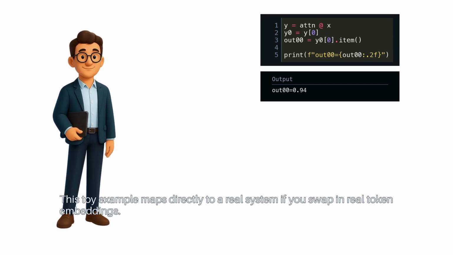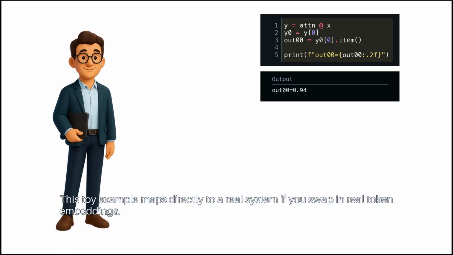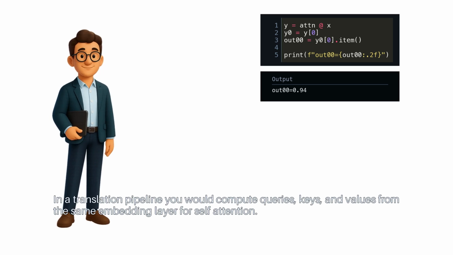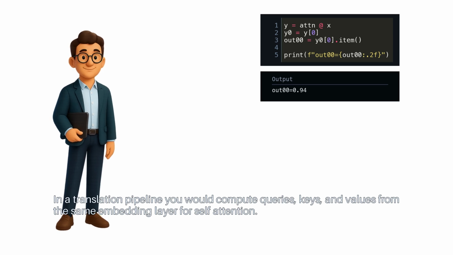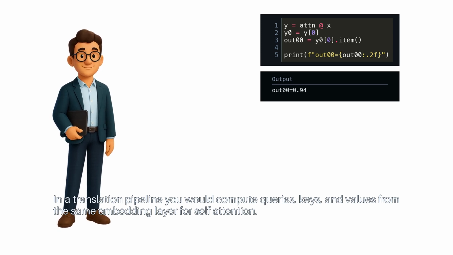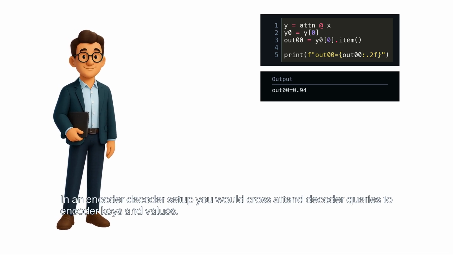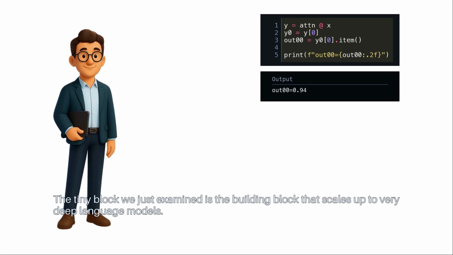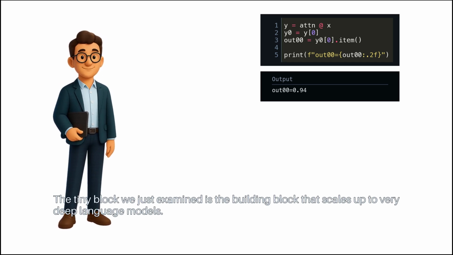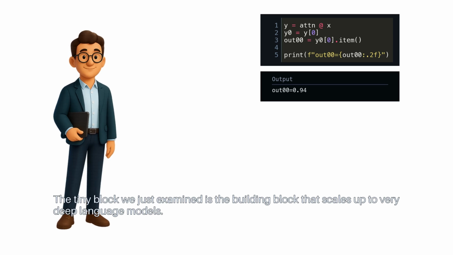This toy example maps directly to a real system if you swap in real token embeddings. In a translation pipeline, you would compute queries, keys, and values from the same embedding layer for self-attention. In an encoder-decoder setup, you would cross-attend decoder queries to encoder keys and values. The tiny block we just examined is the building block that scales up to very deep language models.